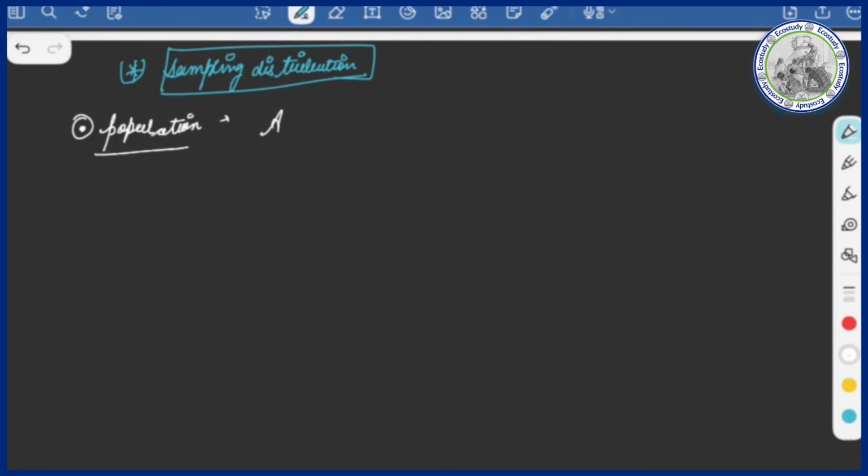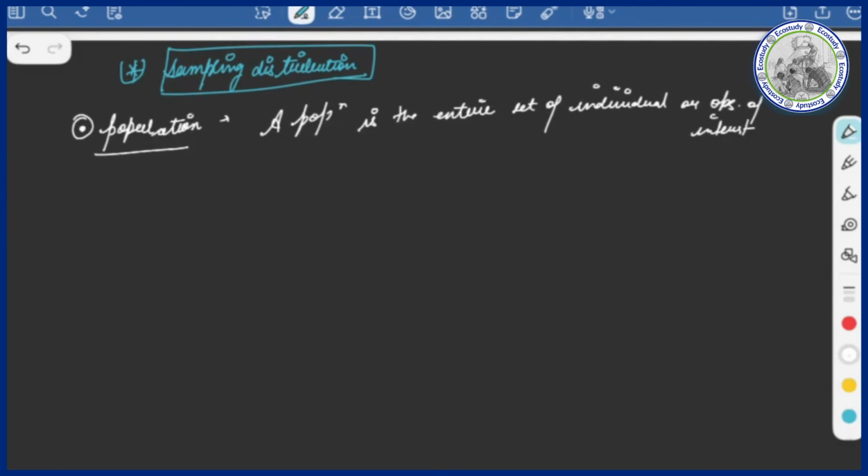What is a population? A population is the entire set of individuals or observations of interest. For example, all patients in hospitals, all voters in a country, etc.